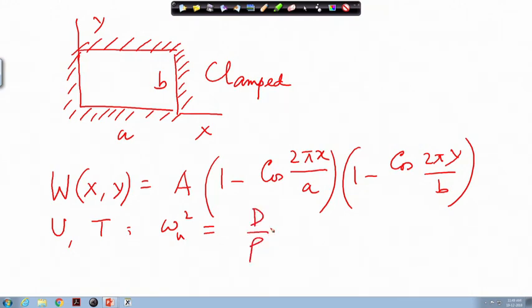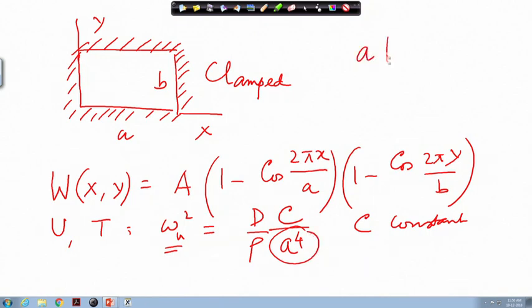Big D comes from the strain energy, rho comes from the kinetic energy, and here there will be a function which is a square, a to the power 4, and there is some constant c. So, c is a constant. Now, if we want to increase the value of omega n, what can we do? We can reduce the value of A.